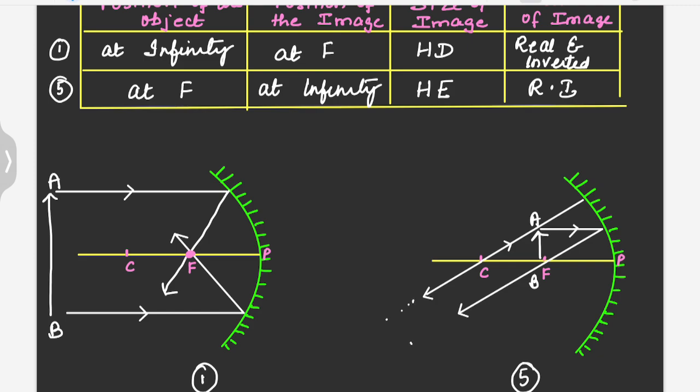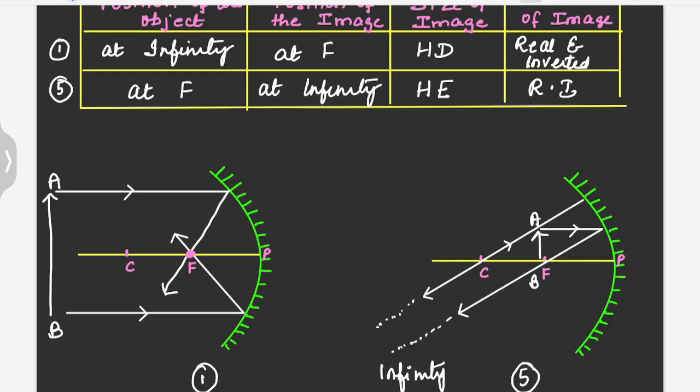Extend this like this. So if you extend this, they are not going to meet at all. So therefore you have to keep extending both of these till infinity. So the image will be formed at infinity.